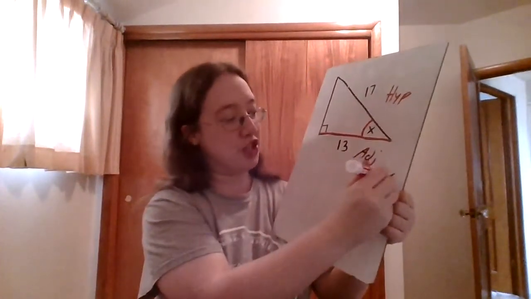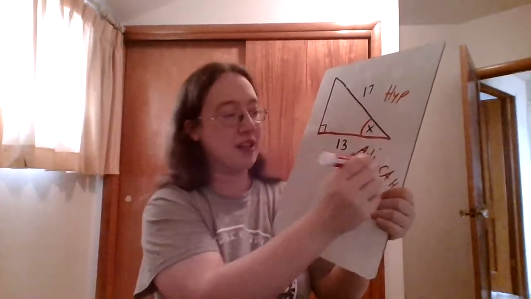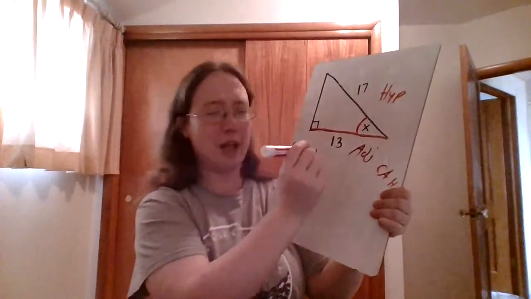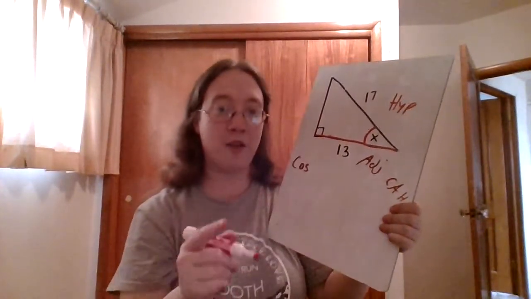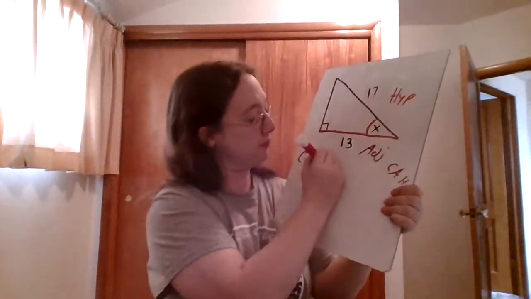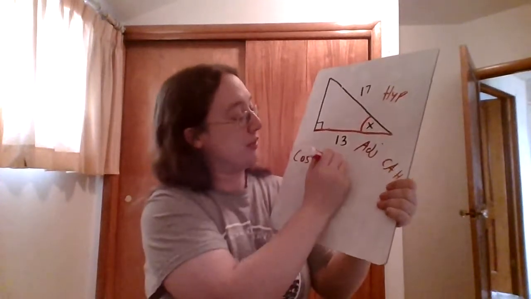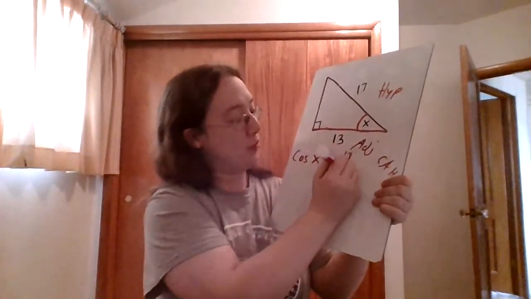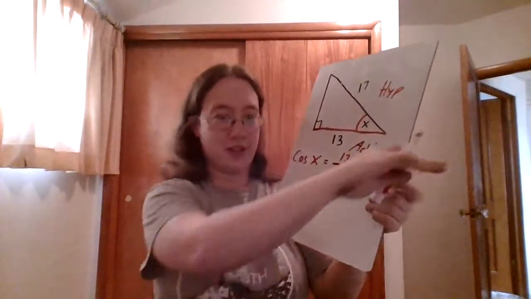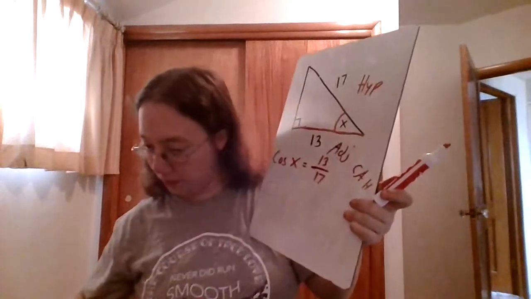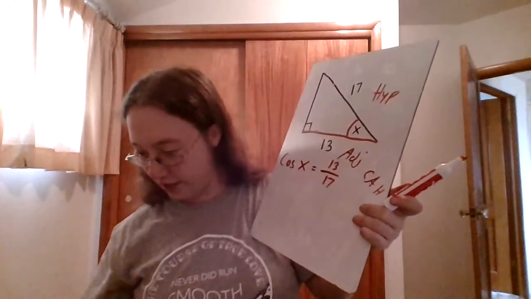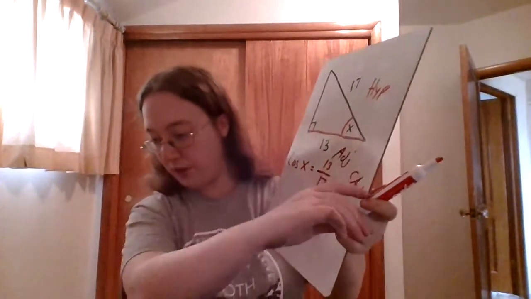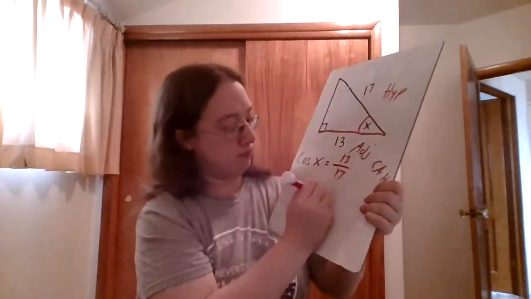And if I've got my adjacent and my hypotenuse, that's going to be my cosine. So your cosine of, this time we don't know what the angle is, so I'm going to call it x, is going to be your adjacent side, which is 13, over your hypotenuse, which is 17. Okay, but 13 over 17, that's just a decimal. Let me find what that is as a decimal real quick. So 13 over 17 gives you 0.7647-ish.